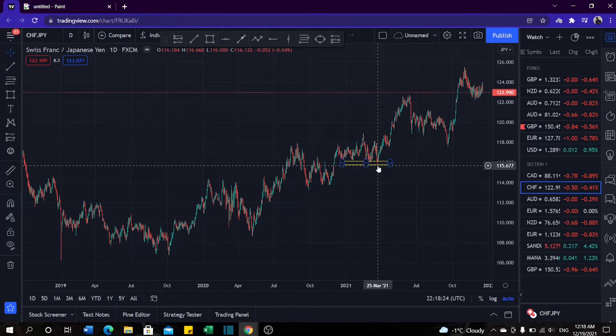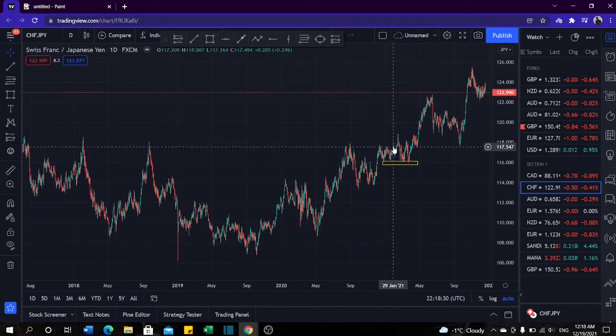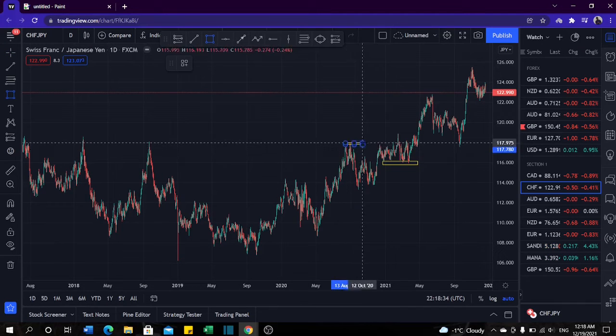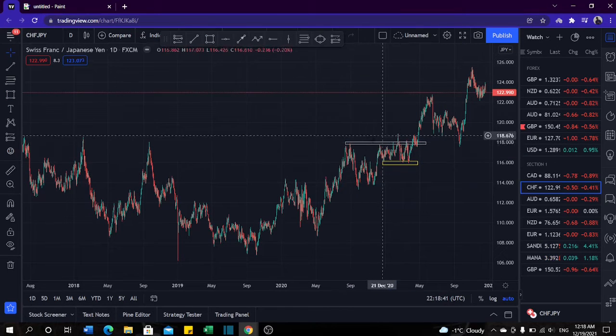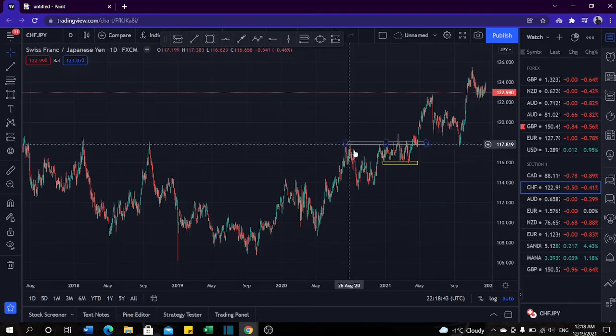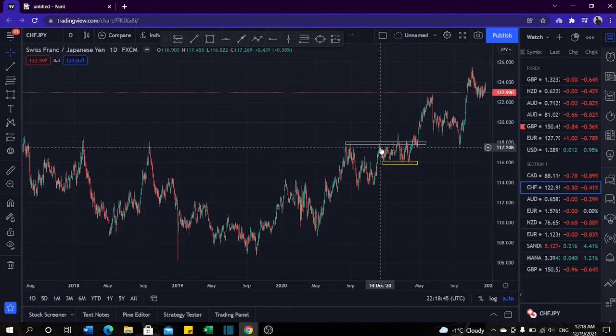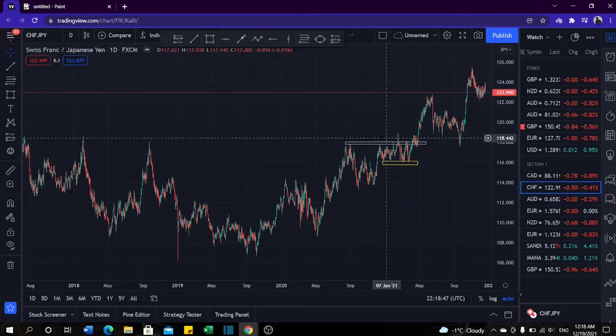Then resistance can be called an area where price doesn't seem to go past a particular point in time. It keeps on resisting going to the upside. As you can see with this white rectangle right here, price tried to go up but came back down, and tried to go up a number of times. So this played as resistance for a while, and this played as support for a while.